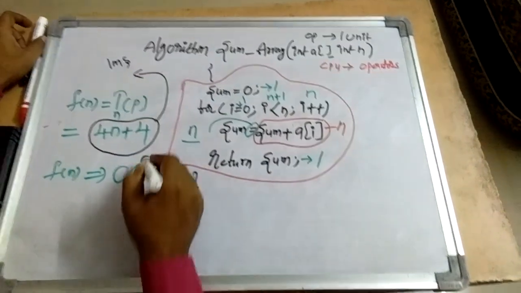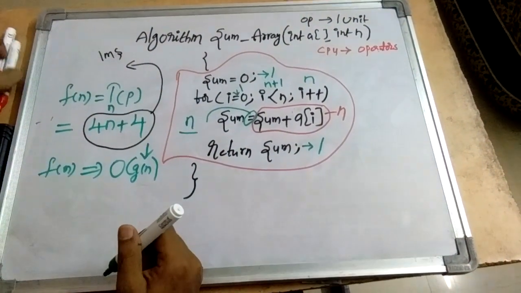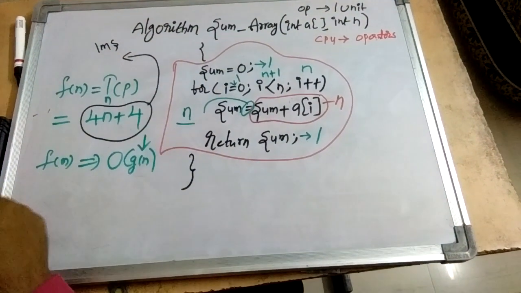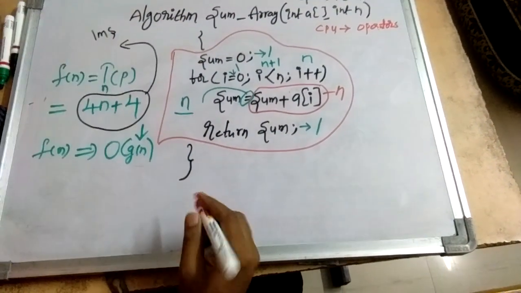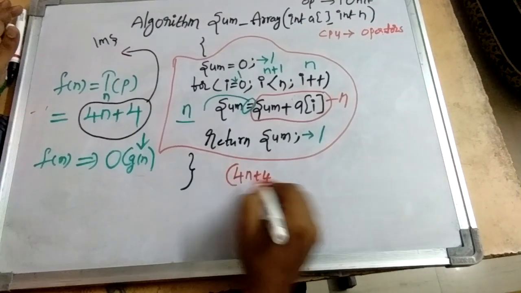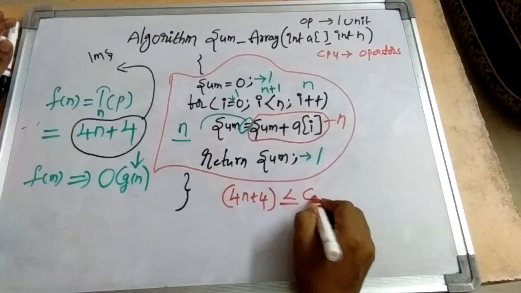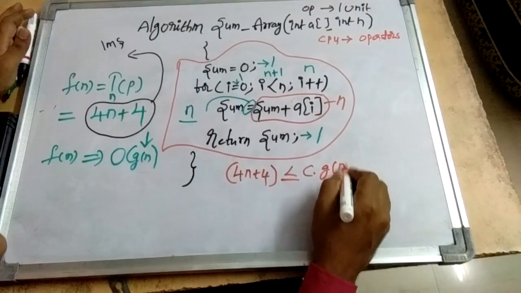So how do you get this g of n? The next target is getting this g of n. It's a trial and error method actually. So I have 4n plus 4. For this 4n plus 4, I have to find an upper bound function that is less than or equal to c, a constant, multiplied by g of n.